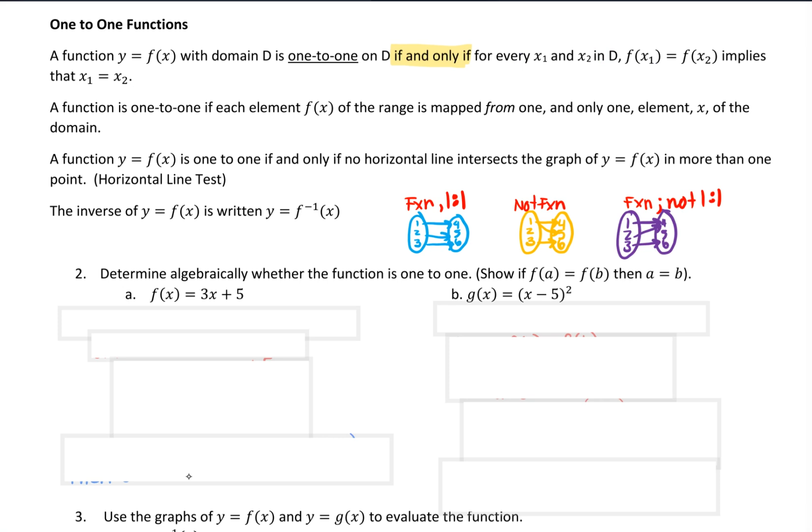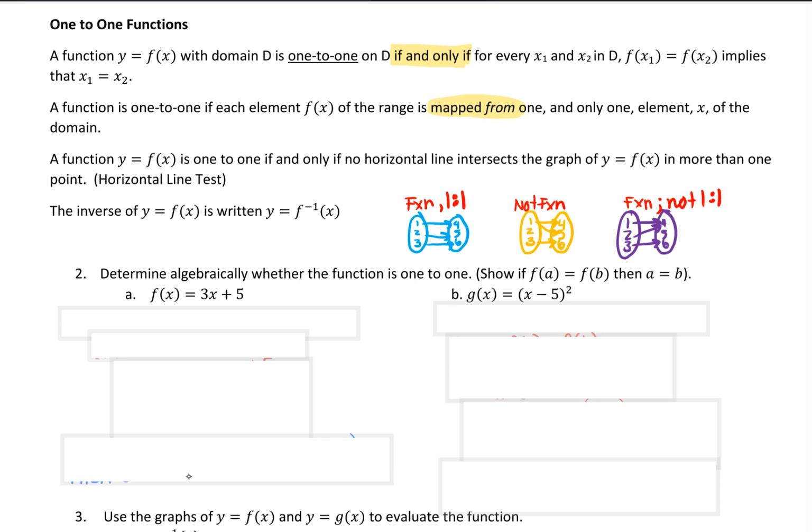Another way to say that is that a function is one-to-one if each element of f of x of the range is mapped from one and only one element x of the domain. So when we're thinking about what these two statements mean, what it's essentially saying is that every single x value only goes to one y value because that's what makes it a function. But also every single y value only comes from one x value, and that's what makes it one-to-one.